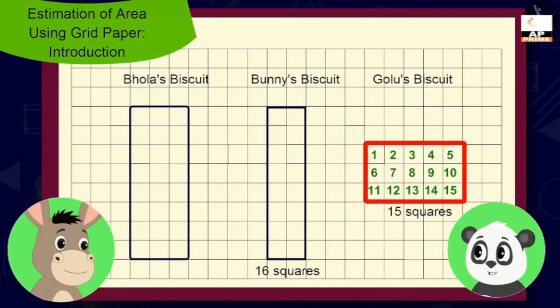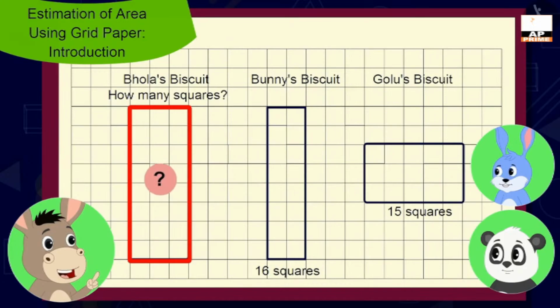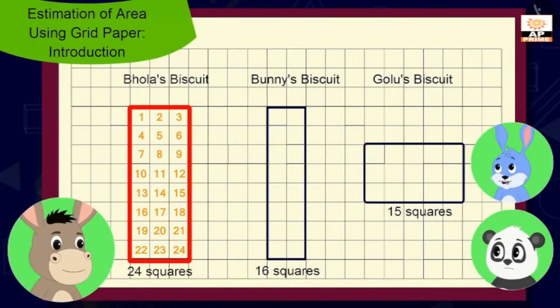15 squares, said Golu. And can you both tell me how many squares are in the shape of my biscuit? Bhola asked Bunny and Golu. 24 squares? 24 squares? Said Bunny and Golu, shocked.